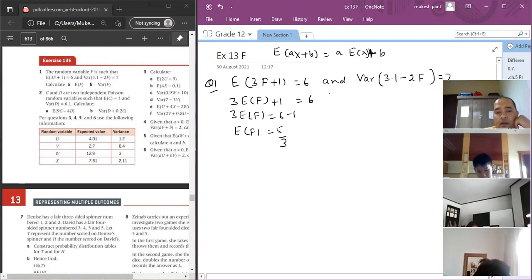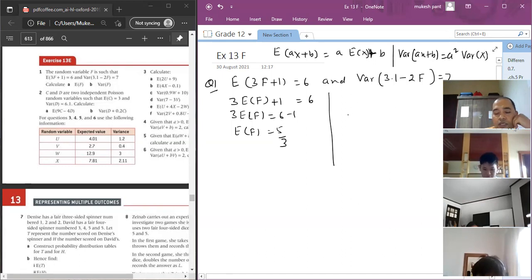Now in case of variance, we know the formula for variance of aX plus b equals a squared times the variance of X. It means this variance does not depend on this constant value. So here, what is the coefficient of the random variable? That is -2. So it will always be positive, because the square of a negative is also positive.